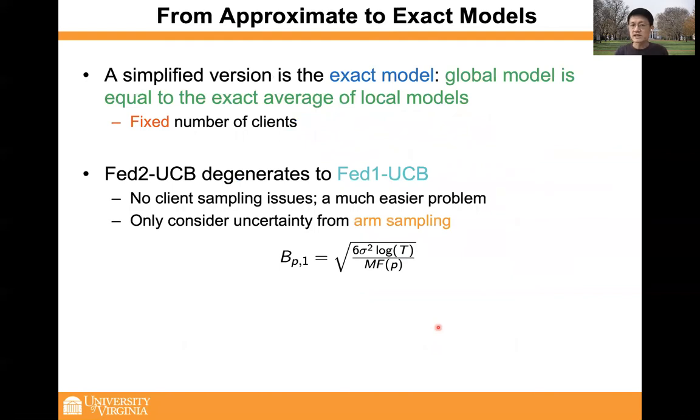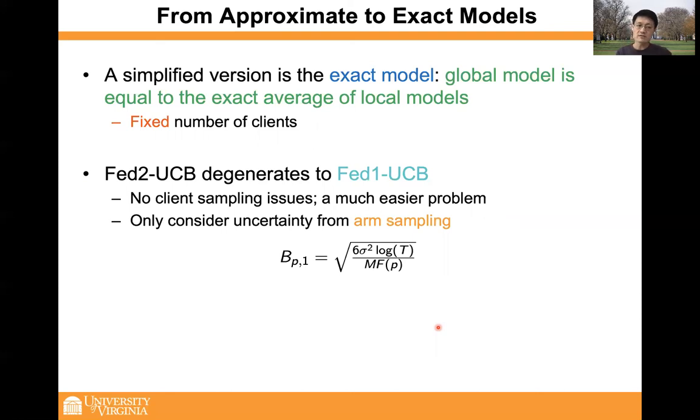Lastly, let me talk about the extension, because the approximate model is not very realistic in general, but it actually lays the foundation to develop something for the so-called exact model. The exact model is when the global model is the exact average of local models. So let's say you have 10 users in this coverage area, then my global model is going to be the exact average of these 10 local models.